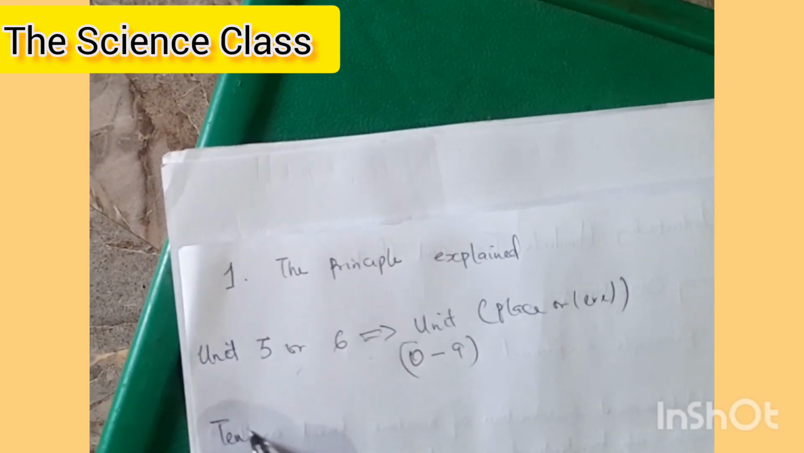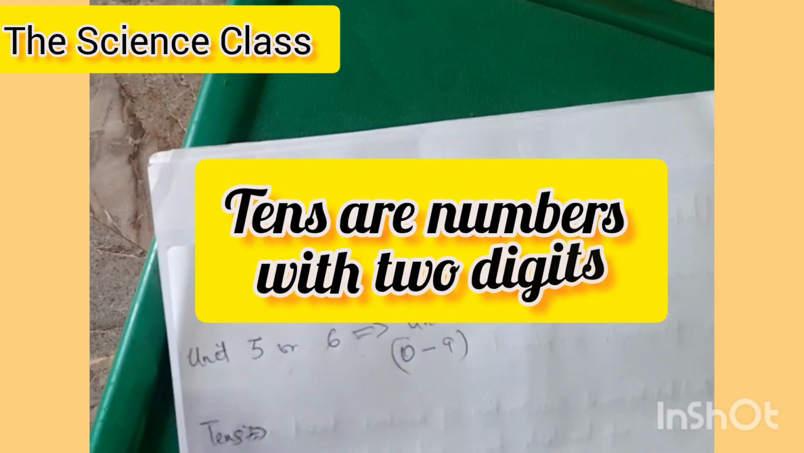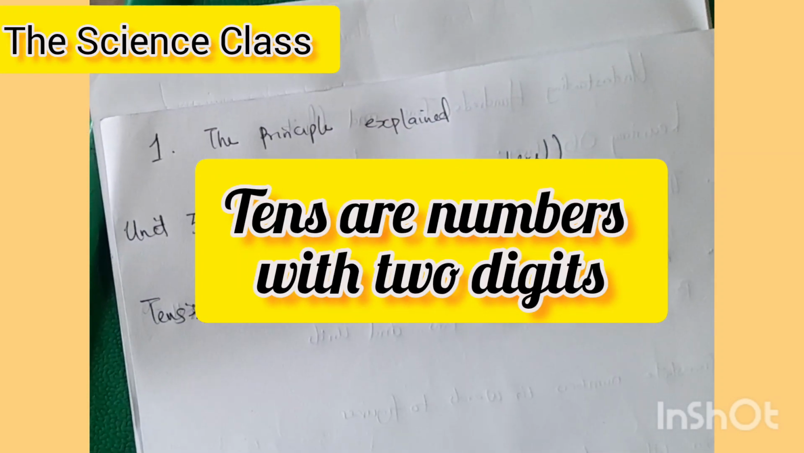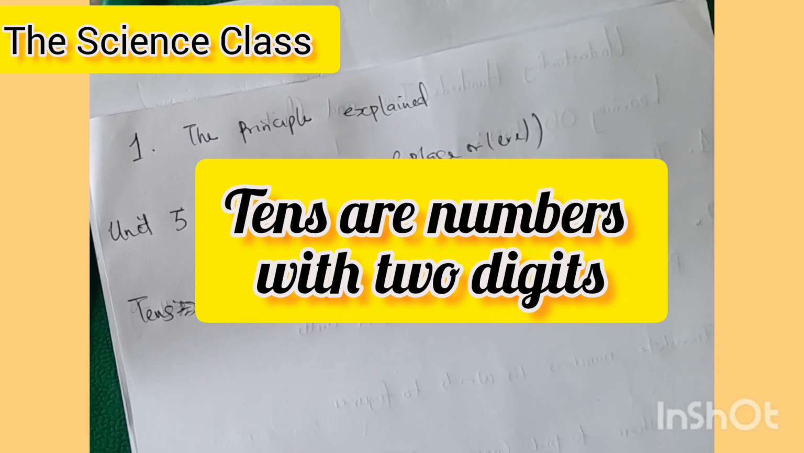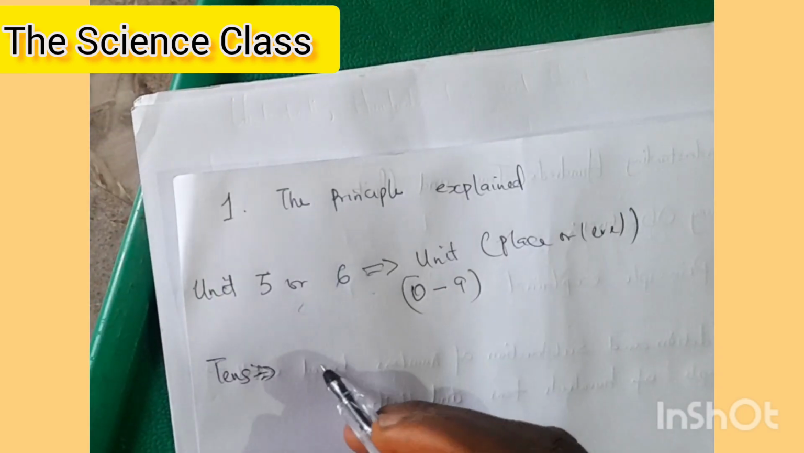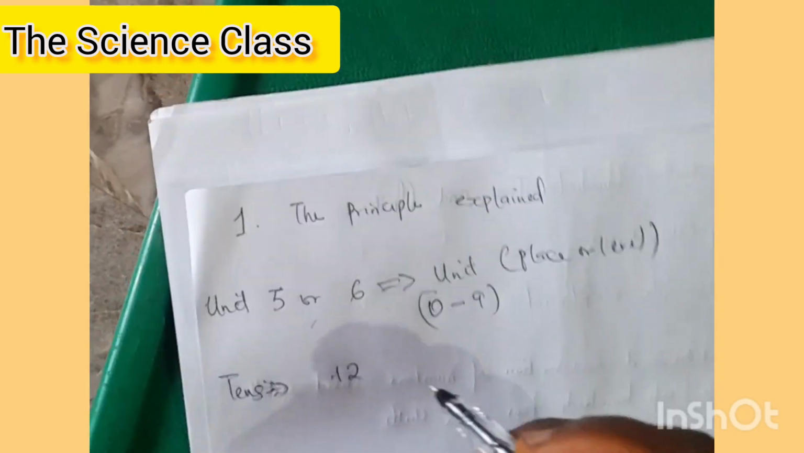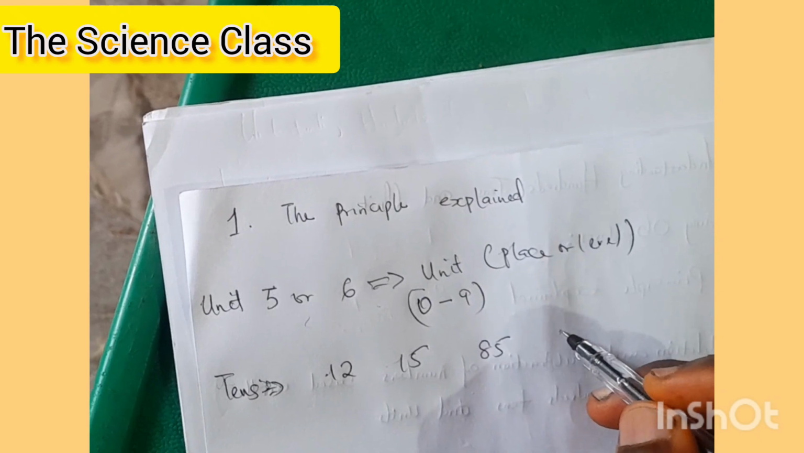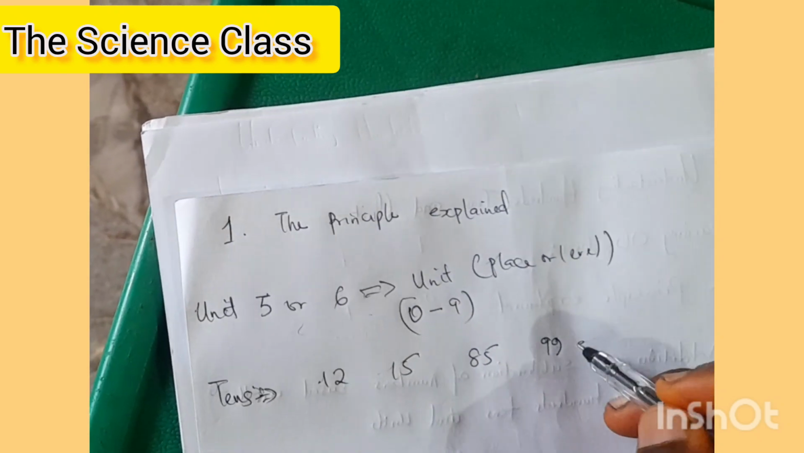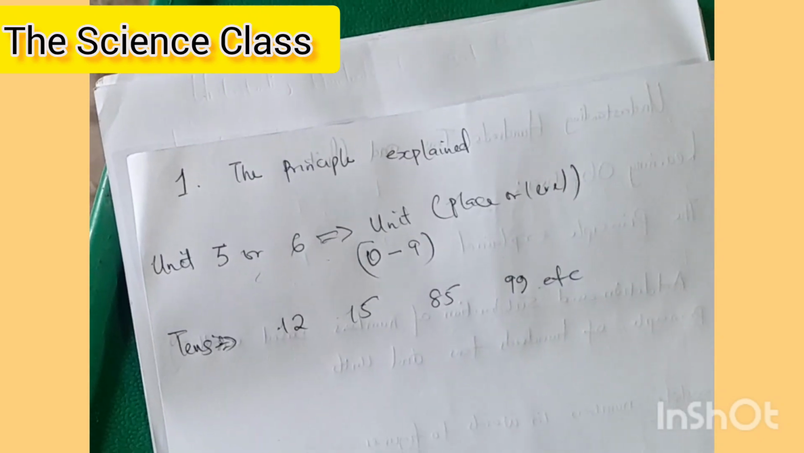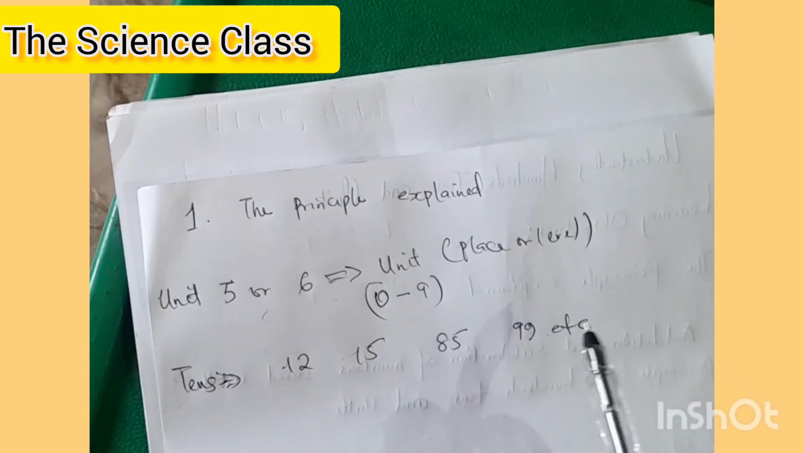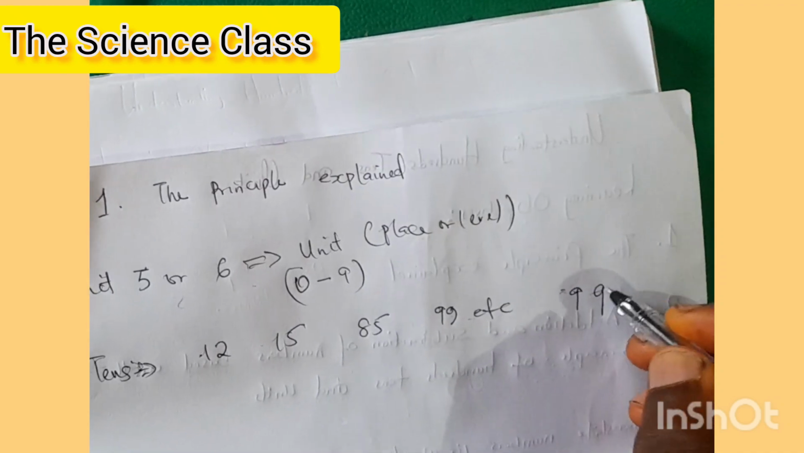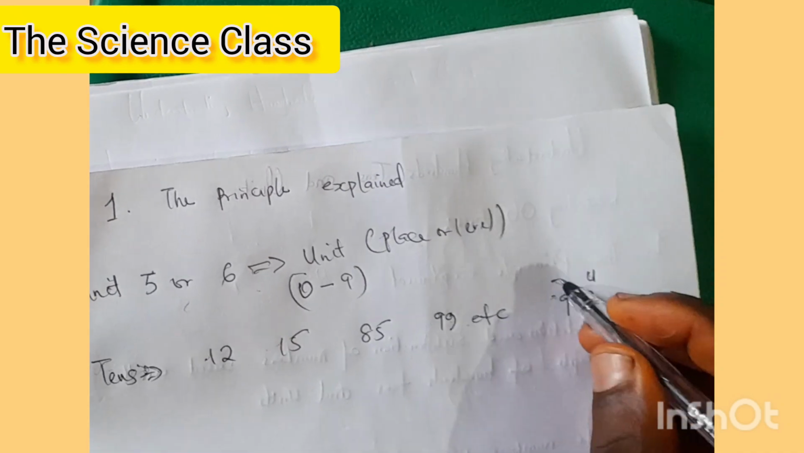All right, so going to the tens place. The tens place are numbers that contain only 2 digits, such as 12, such as 15, such as 85, such as 99, etc. 2-digit numbers fall under the tens level. That is, you have numbers like 99, this is the unit level, this is the tens level.